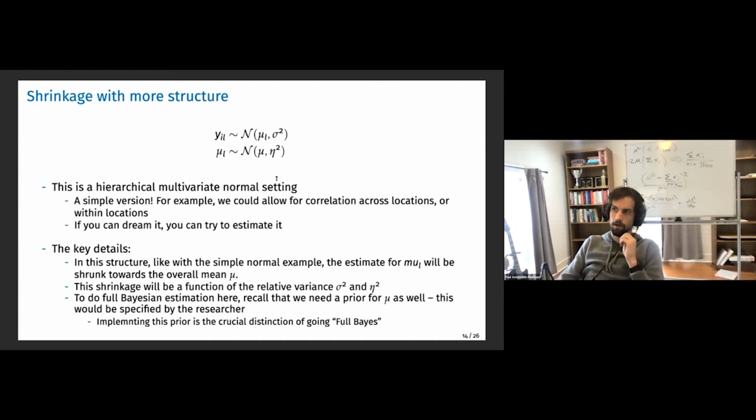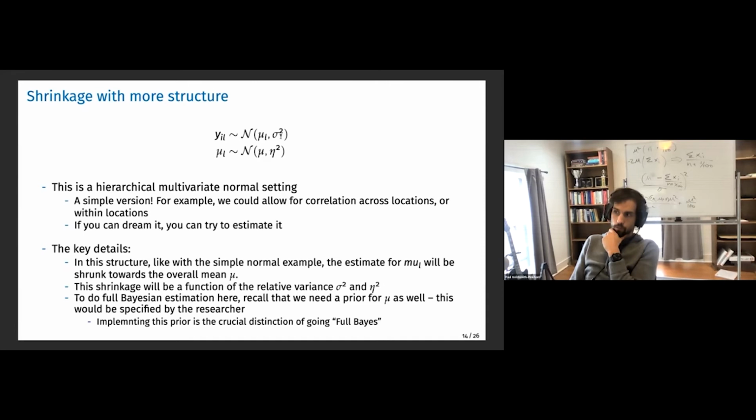Remember when we were talking about the microcredit example, eta squared being large is a way of saying that there's a lot of variation across locations in terms of the impact of microcredit, for example. So it could be that there are lots of differences in mu_L across different places, and so eta squared is large. That's going to cause different amounts of shrinkage versus if eta squared is very small but sigma squared is large, for example.